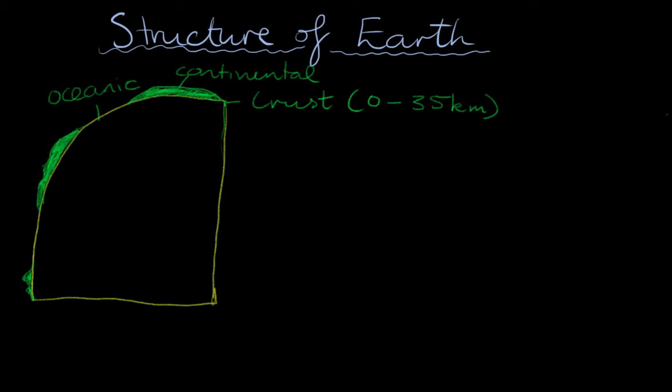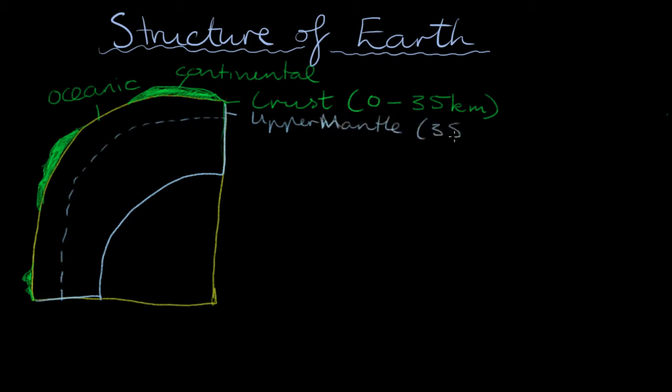Now our second layer is a very interesting layer indeed. It's the thickest layer of Earth, and if you said it was the mantle, then you were absolutely correct. The mantle is very strange. It's actually split into two different sections. The first section is what we call the upper mantle, and this usually extends from about 35 to 700 kilometers.